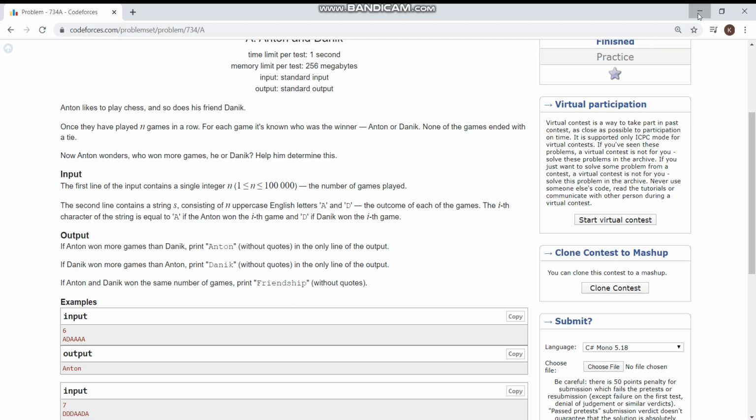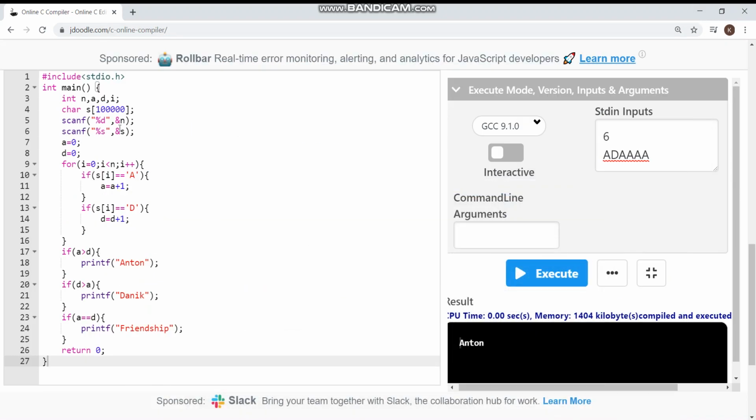I have already written the code for it. Let us check it. As the first input I am giving n, the number of games they have played. As the second input it is the string which consists of A and D only. Using this for loop I am going through that string, and if the ith character of that string is A, then the small a will be incremented by 1. I have declared it as 0 earlier. So the small a determines the number of capital A characters in that string.